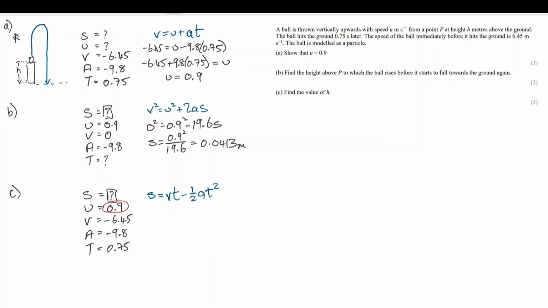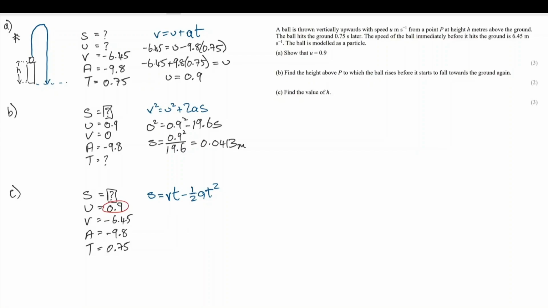Just to stop at this point, if the question hadn't told me to show that the initial velocity was 0.9, I would try to avoid using that in any of my calculations. Because if it's something I've calculated, we don't know for sure that it's correct. And I may be able to pick up some method marks, but maybe not all of the accuracy marks. So good exam habit is to try and use the values that were given to us in the question, so we know for sure those are correct.